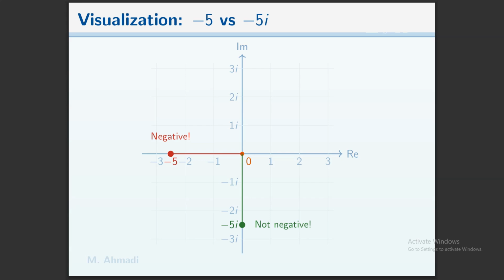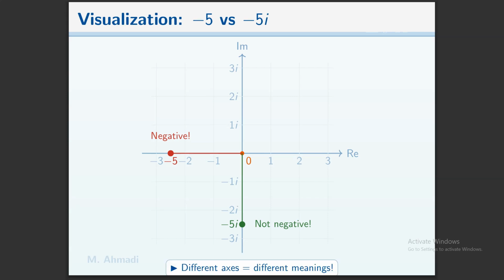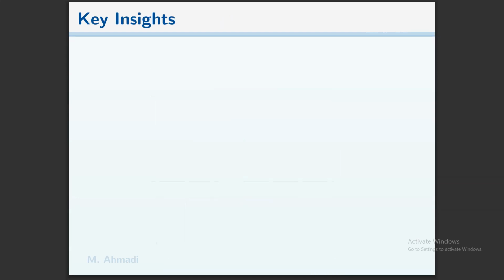Here we can see the visualization of minus 5 and minus 5i. Minus 5 you can see in the left part of the plane. And minus 5i you can see in the downside. It's not negative. Different axes, different meanings.